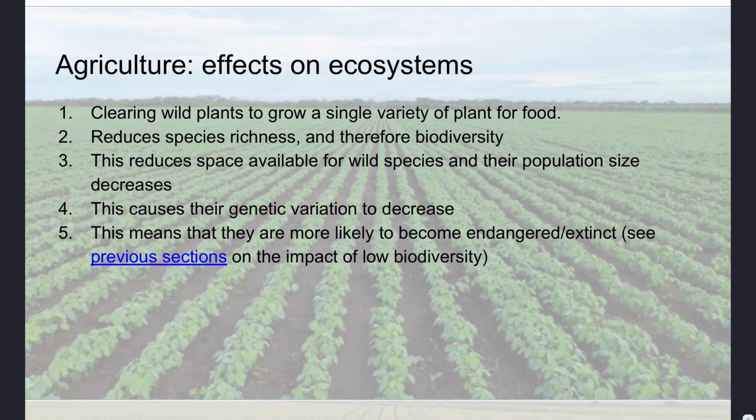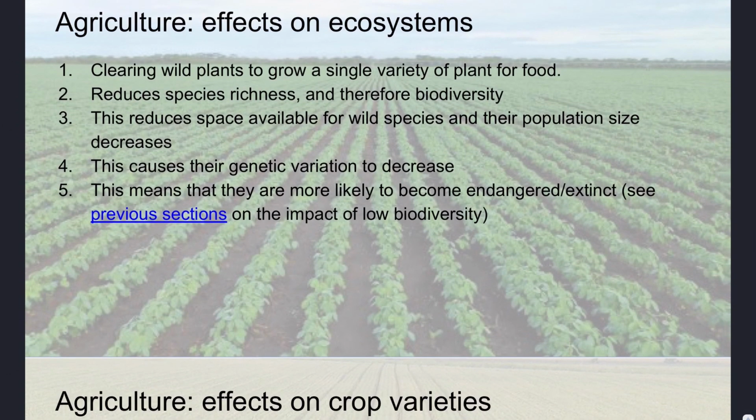Next, agriculture. Agriculture has a number of effects on ecosystems. We're going to look at it from two aspects. First, the effect on the ecosystem being lost. So let's look at a scenario where we had a forest, for example. We remove the forest in order to grow a crop that's going to feed the human population. So first, what's the effect on the ecosystem? Obviously we've cleared some wild plants to grow a single variety of plant food.